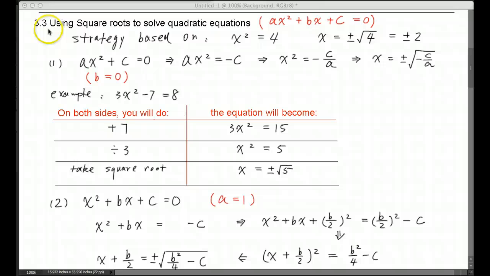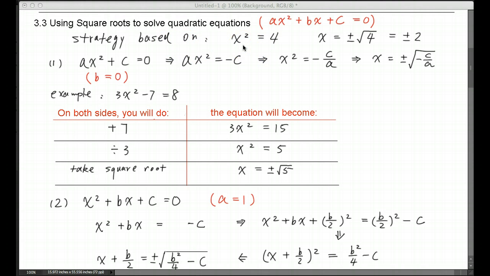So this lesson is about 3.3, solve quadratic equations. First of all, a quadratic equation is still the same as we introduced before. It has the form ax squared plus bx plus c equals 0, where x is a variable and a, b, c are constants. To understand how completing the square works, it is actually based on this kind of strategy.